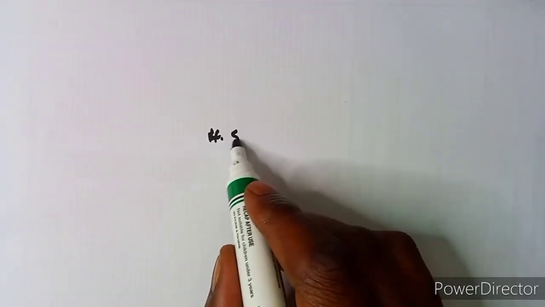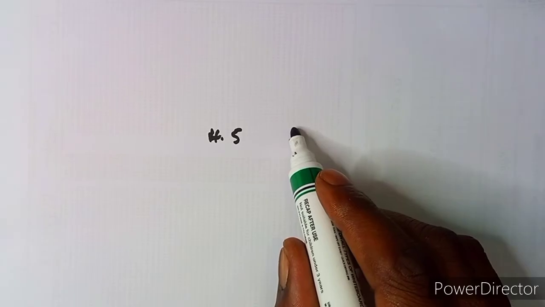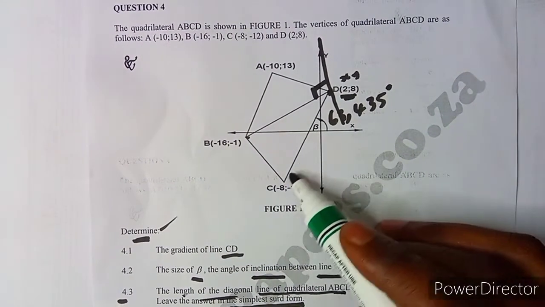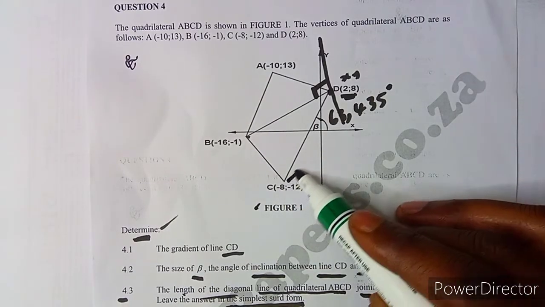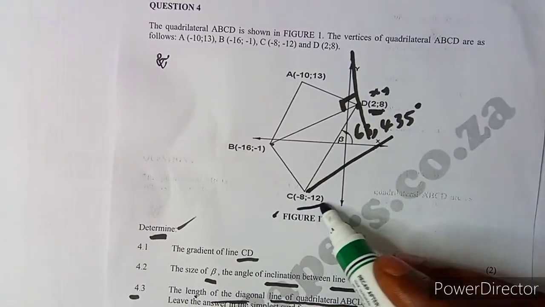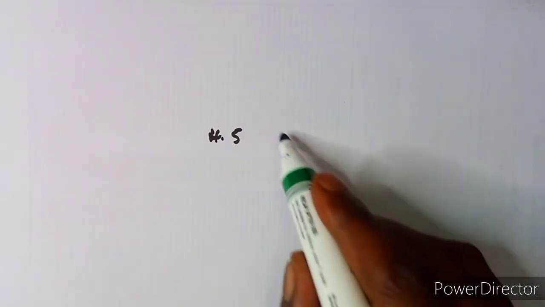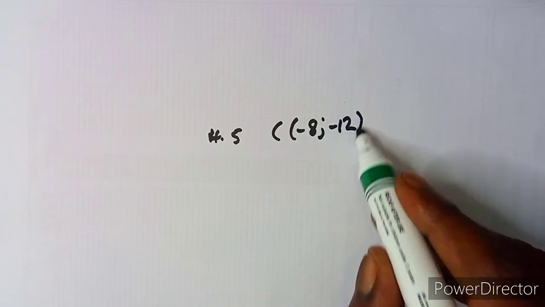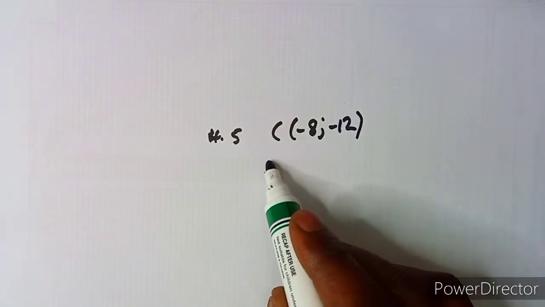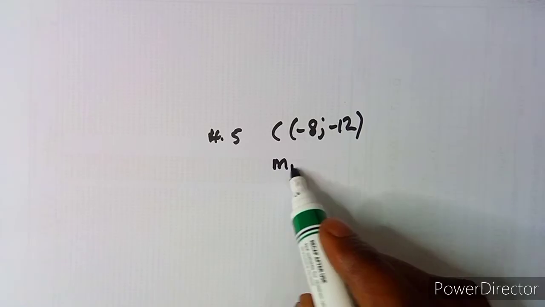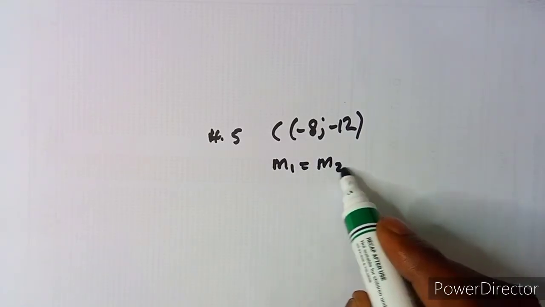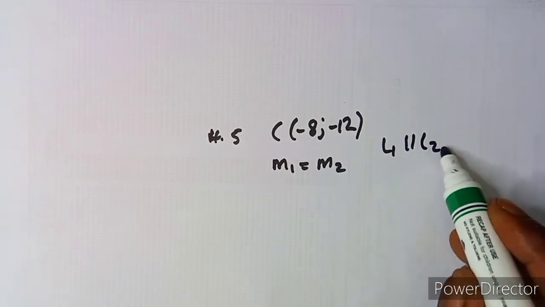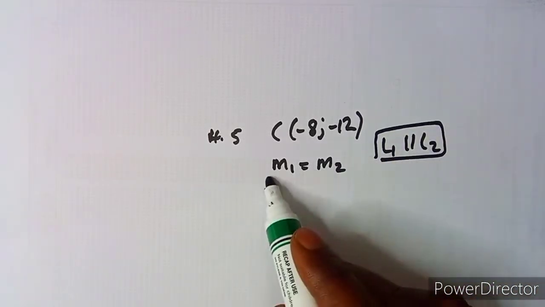This is 4.5. This line is going to pass through the point C here, and it's parallel to BD. So it means something like this, which is parallel. This point C is minus 8, minus 12. So I'm just going to take the point C, minus 8, minus 12. Okay, we know that if two lines are parallel, then the gradient of the two lines will be equal. If you are given line 1 being parallel to line 2, their gradients are equal.